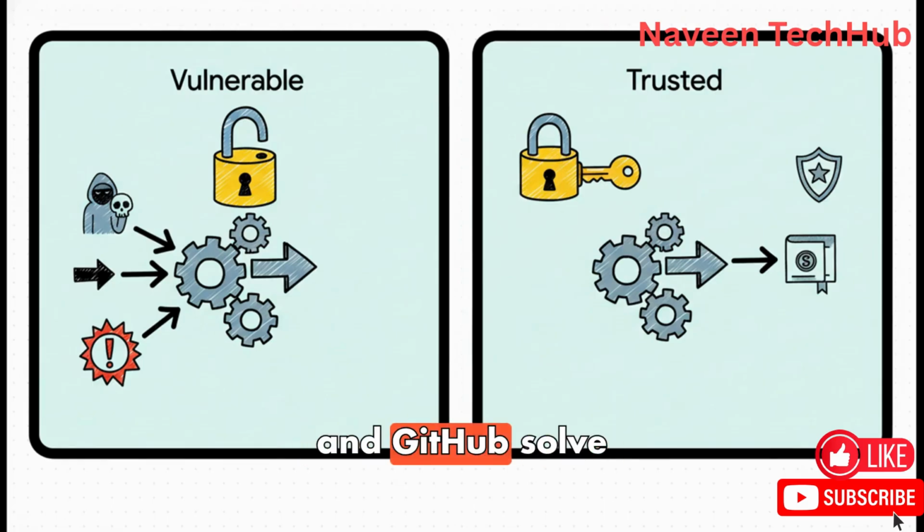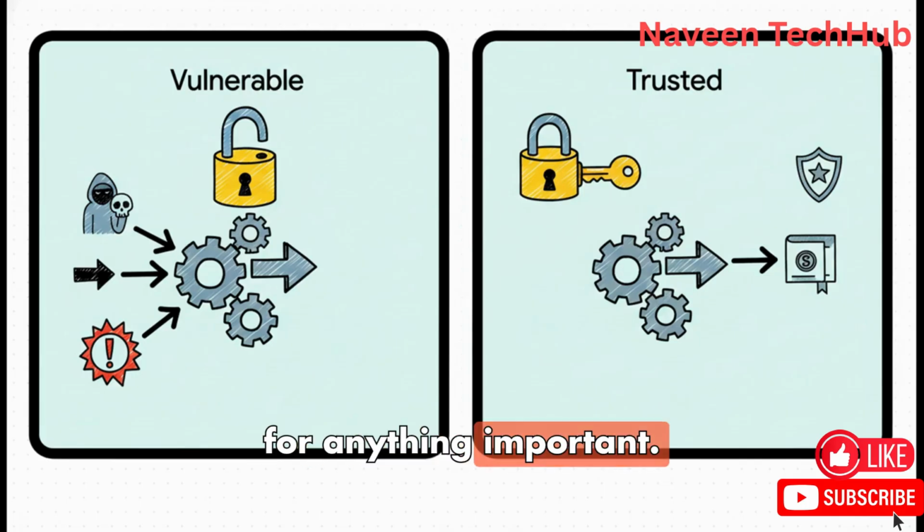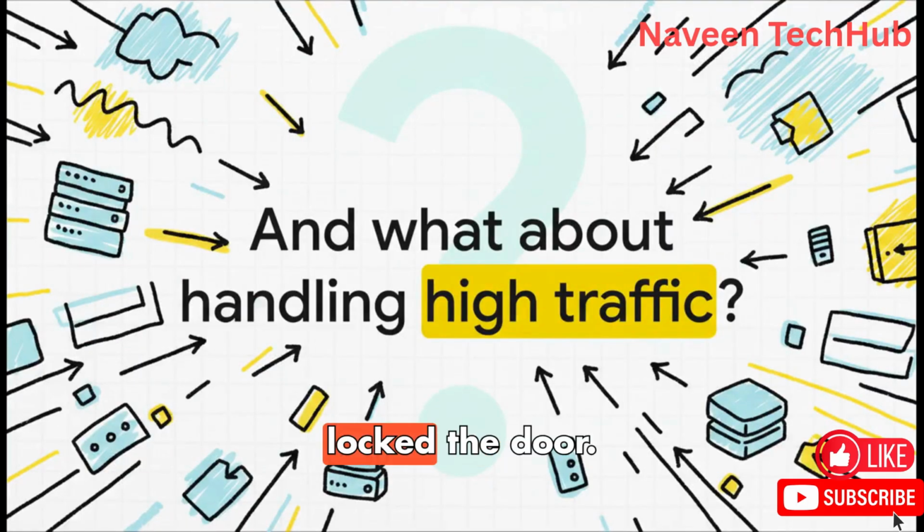Services like Stripe and GitHub solve this with what's called a signature. It's like a secret handshake. They send a special code in the headers, and you use a secret key to verify that it's really them. This is non-negotiable for anything important. So you've locked the door.